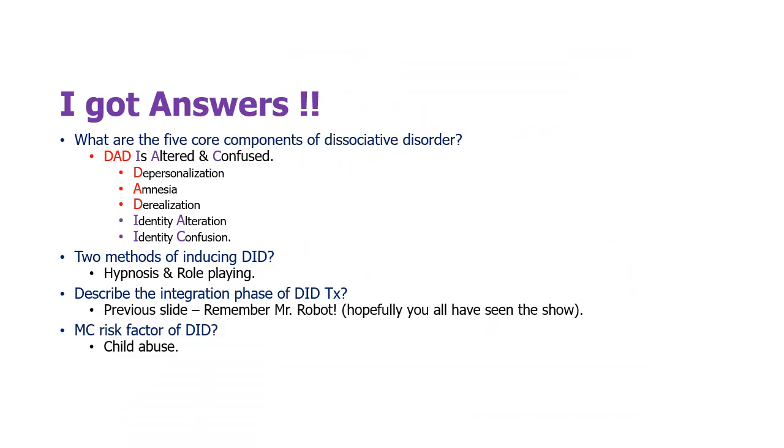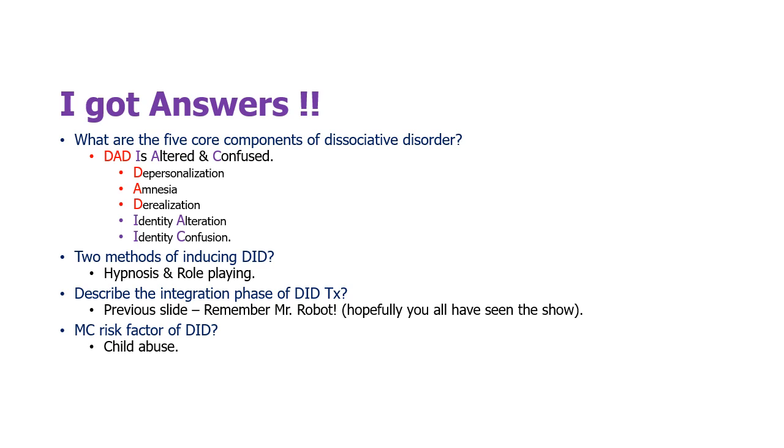So now the answers to our previous questions. What are the 5 core components of dissociative disorder? If you remember my mnemonic, DAD is altered and confused. So depersonalization, amnesia, derealization, is altered is identity alteration, is confused is identity confusion. Next question. 2 methods of inducing DID, and that was hypnosis and role-playing.